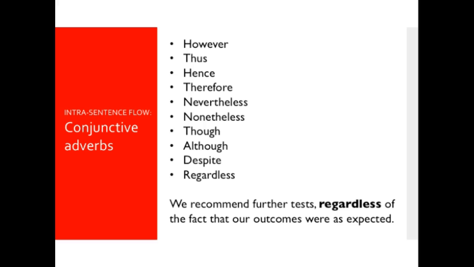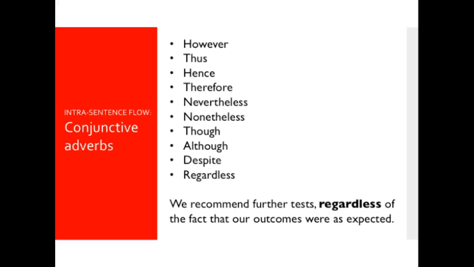Quite simple. More complex words to make sentences flow from one clause to the next, or just with even a single complex clause, are conjunctive adverbs. So this is a list of some of those that you might use. However, thus, hence, therefore, nonetheless, although, regardless. A lot of these are synonyms. But it's important to try to vary the conjunctive adverbs or transition words that you're using so that you're not using, for example, the word furthermore over and over and over again as your go-to transition word. It's going to get old.